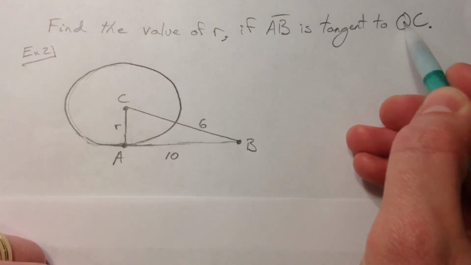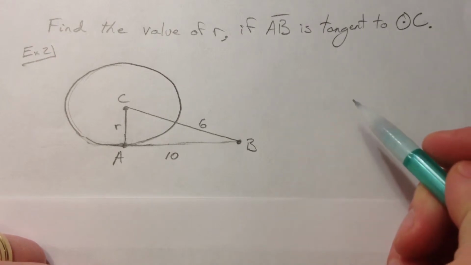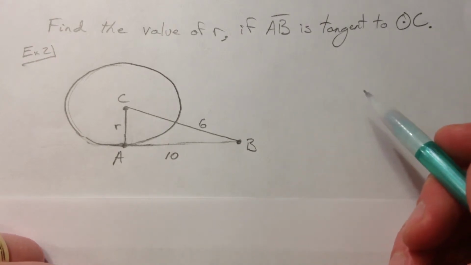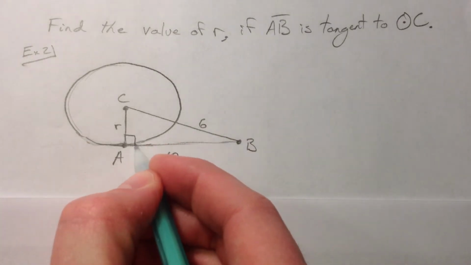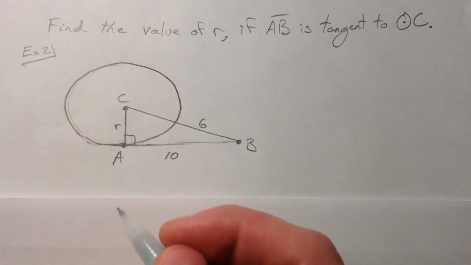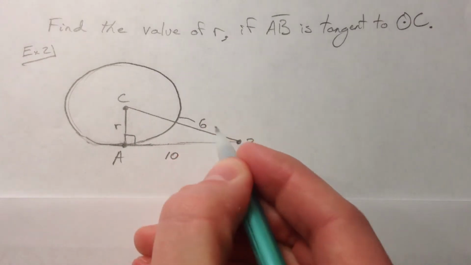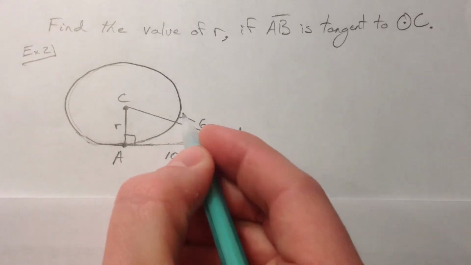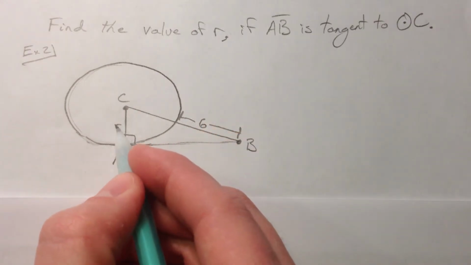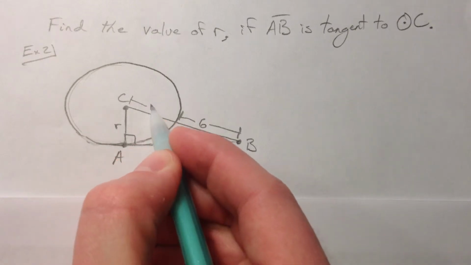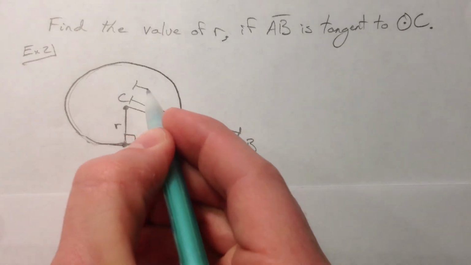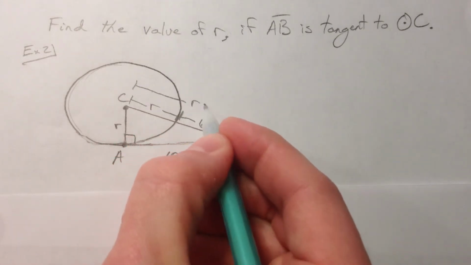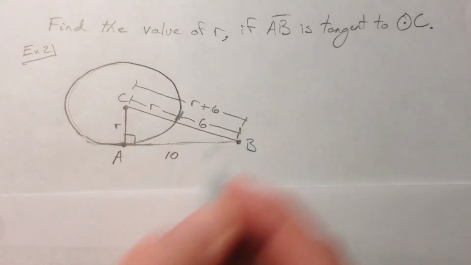We put a circle with a dot in the middle and then C, just like we name lines and triangles and things like that. So if this is a tangent, then I know it's a right angle. This right here is 6, just that part. And so if this is r, this is also r. And so this whole length of the triangle, the hypotenuse here, is r plus 6.